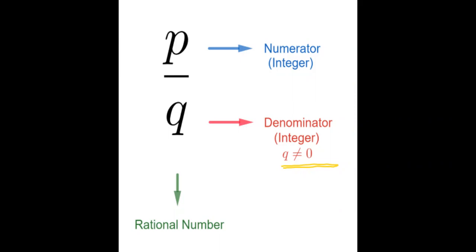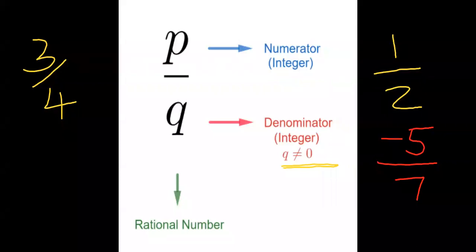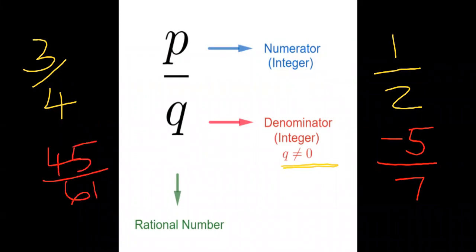So examples of rational numbers, you can have 1 over 2, you can have 3 over 4, you can have negative 5 over 7. You can even have 45 over 61. As long as it's in the form of a fraction, then it is a rational number.